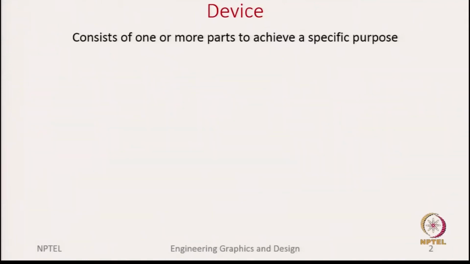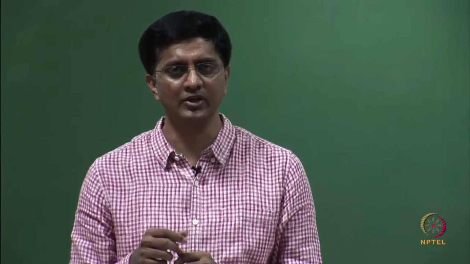Devices consist of one or more parts to achieve a specific purpose. So, there are devices which have only one single part. For example, if you think of a wrench used to tighten a nut, that is a single part, but it is still called a device. Similarly, there can be other devices. So, you can think of a scissors. If you think of a scissors, it is a collection of few parts, like it has two hands and then joined with a pin. So, it is now a device because it is made to cut things and it has multiple parts.